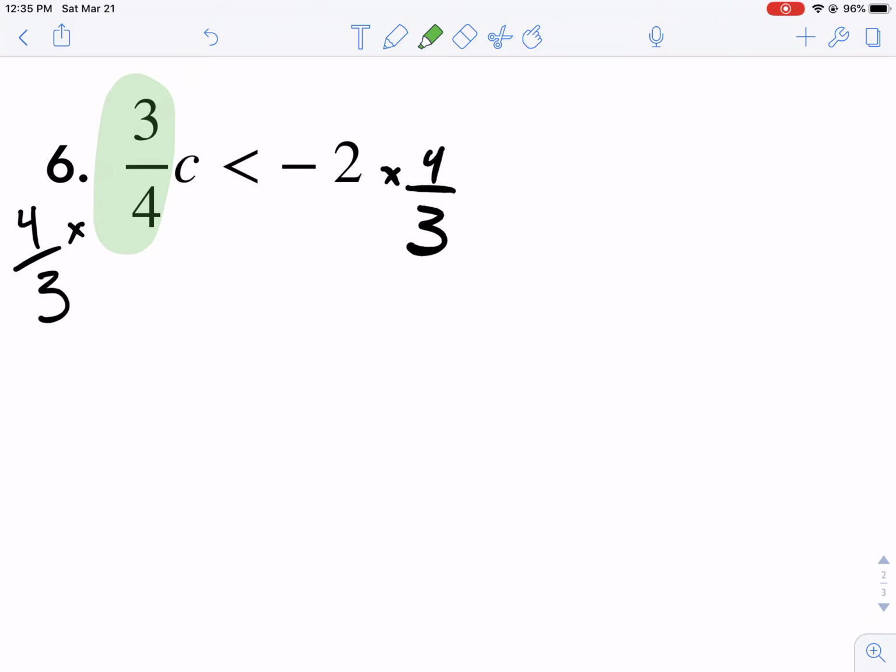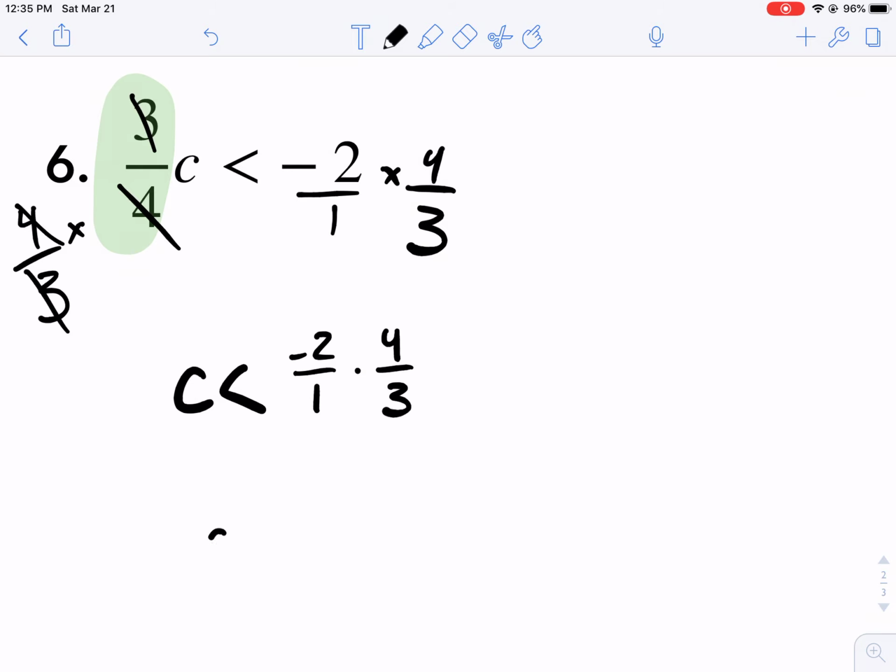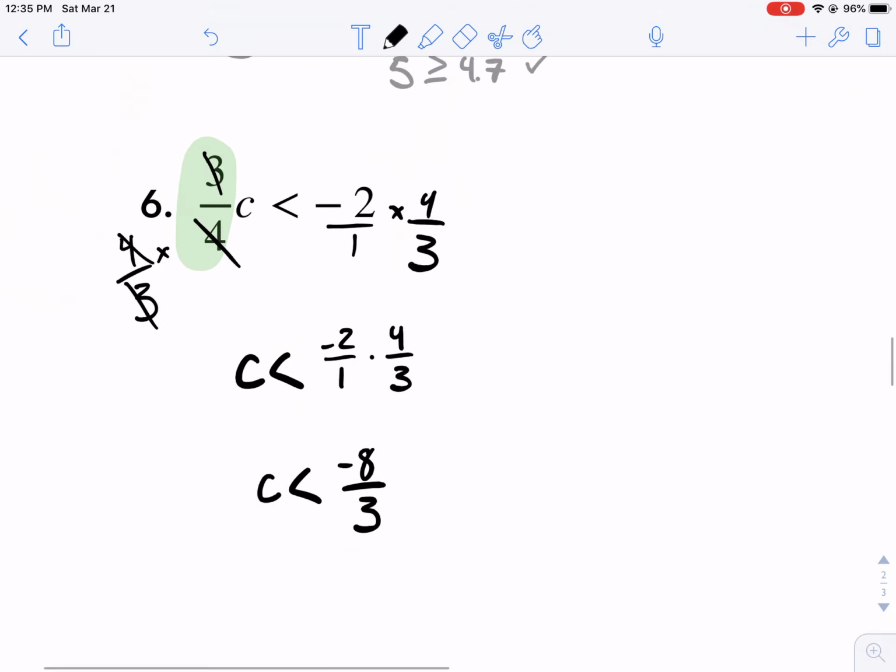And notice we are not multiplying by a negative number, so we don't have to flip our sign. Our sign is going to remain the same. So 4 and 4 are going to cancel out, 3 and 3 cancel out, giving us just c is less than, this is the same thing as negative 2 over 1 times 4 over 3. So c is less than negative 8/3. And that's it. Now let's check our work.